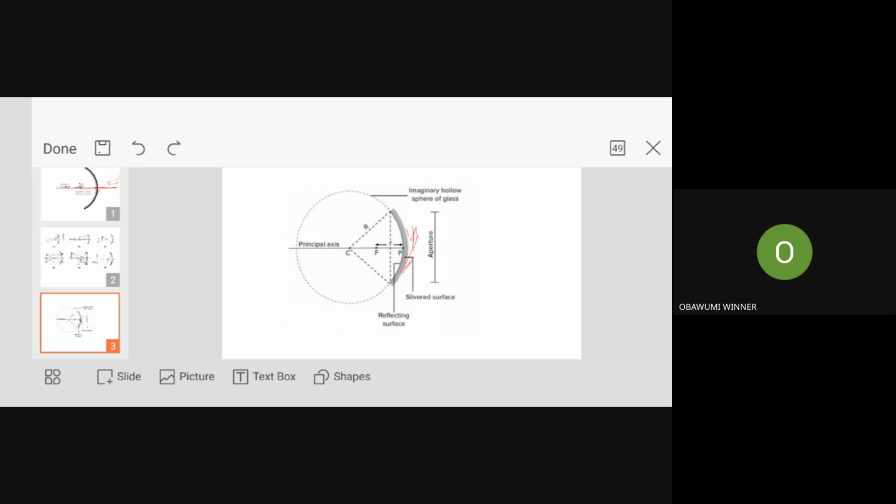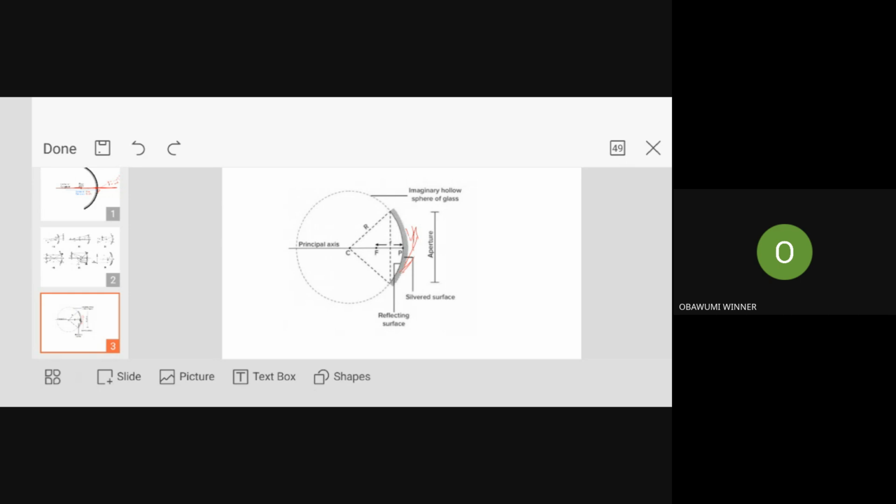Now, if I complete this sphere the way this diagram is showing, the center of the sphere from where the concave mirror was being cut out is called the center of curvature. That's what we are saying. So just have it in mind, the center of curvature is the center of the sphere where you cut out that portion of the concave mirror. Don't forget that.